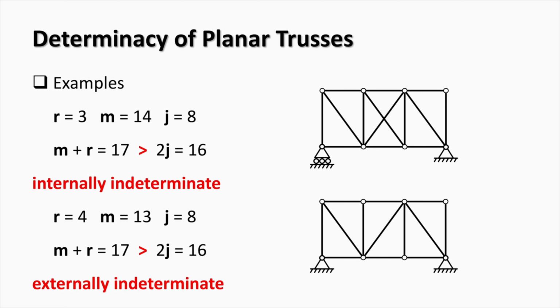Since the truss is made of triangular cells and has 4 reaction forces, its indeterminacy comes from having too many reactions. This type of indeterminacy is called external.